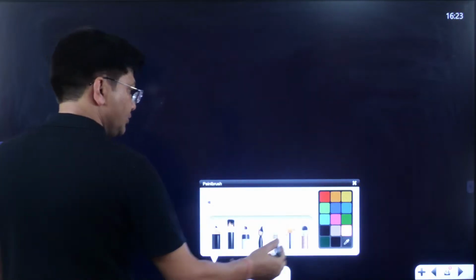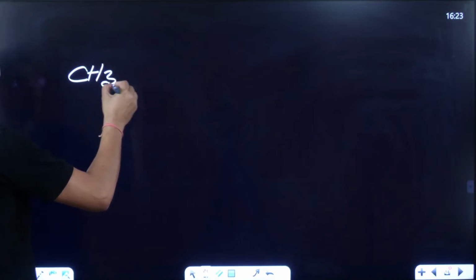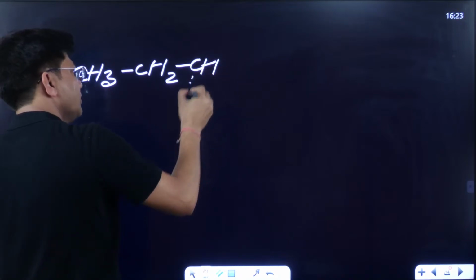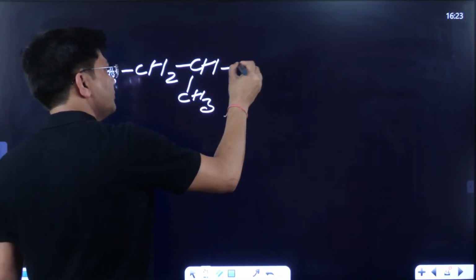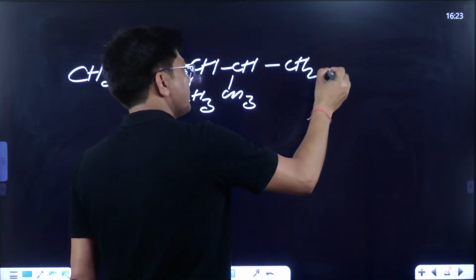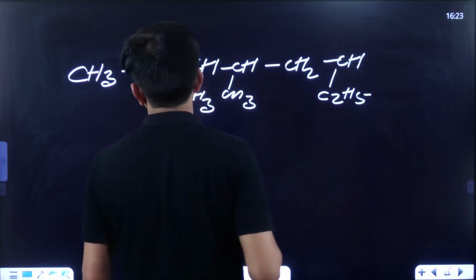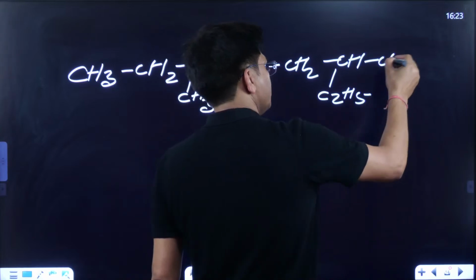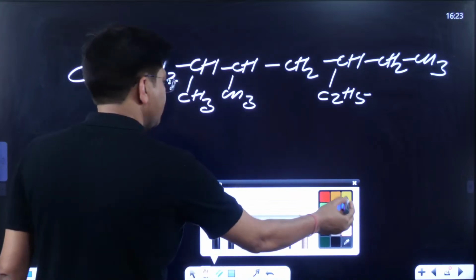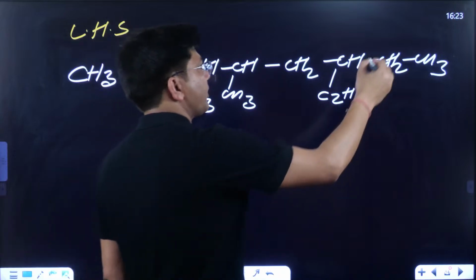Another question. Really awesome question, fantastic question. CH3, CH2, CH, CH3, CH, CH3, CH2, CH, C2H5, CH2, CH3. Now the numbering should be done from which side? Left hand side, or are you going to do the numbering from right hand side?